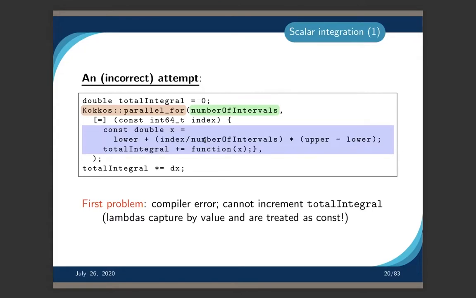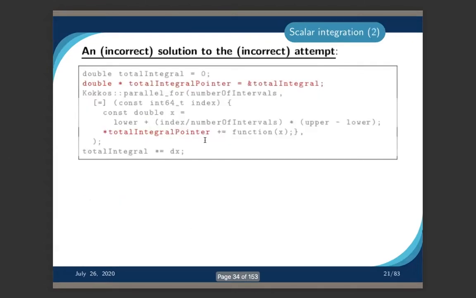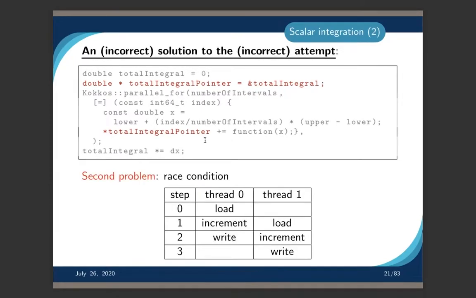And that's because this thing captures by lambda, and we treat this as const. Now, if you're a C++ programmer and you know your C++, you say, I know how to work around this. I can just get myself a pointer to total integral. I capture the pointer, and then I update that pointer, right? Yeah, that actually compiles. But what happens is you're getting a race condition.